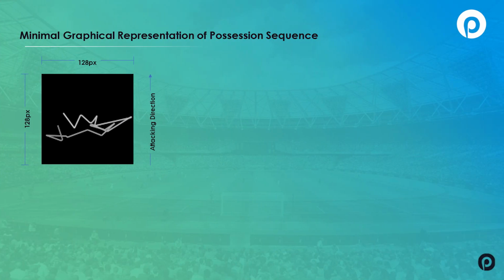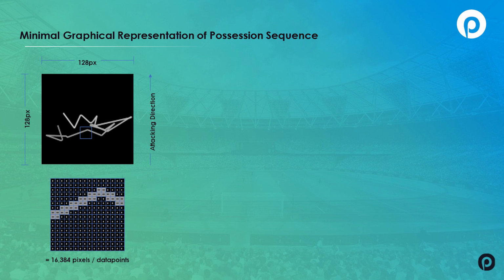So my route of analysis was, how can I minimize the graphical representation of these sequences? So this is a pitch, 128 by 128 pixels, attacking direction from bottom to up. As you can see, this squiggly line is the sequence of the possession, and the white is the start of the possession. It fades to black or darker as time passes. So the spatial and the temporal elements of the possession are embedded within the image.